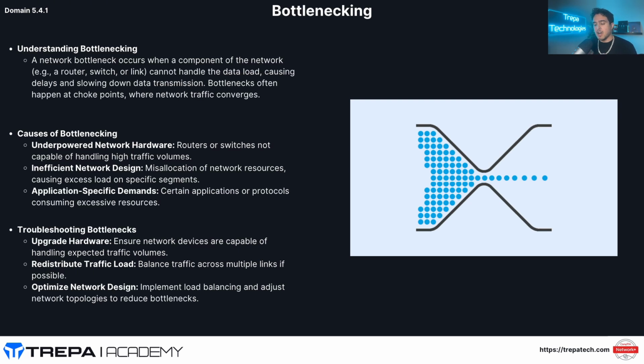So troubleshooting: optimize the network design, and do load balancing for certain applications. If it's to a web server farm, we're noticing it. Redistribute the traffic load, so balance traffic across multiple links. If we have multiple outbound links, or if we upgrade our network topology to something like SD-WAN, that can prevent bottlenecking.